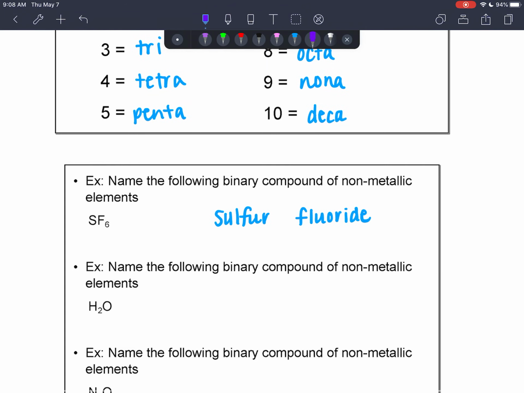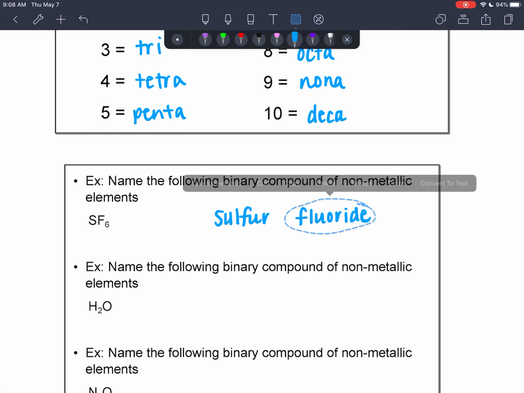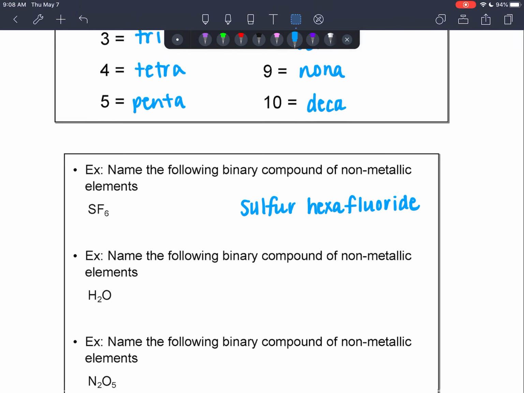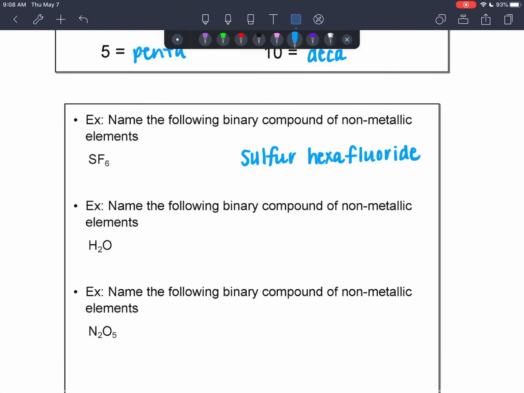So sulfur, since it's the first element in the formula, it's the first element in the name, I'm not going to use the prefix mono. I'm just going to say sulfur. Fluoride has a subscript of 6, meaning that I need to say there are 6 fluorides. So I'm going to make a little bit of room here to add a prefix. The prefix for 6 is hexa. So now I'm going to move this to be a little bit nicer. Boom. My name for SF6 is sulfur hexafluoride.